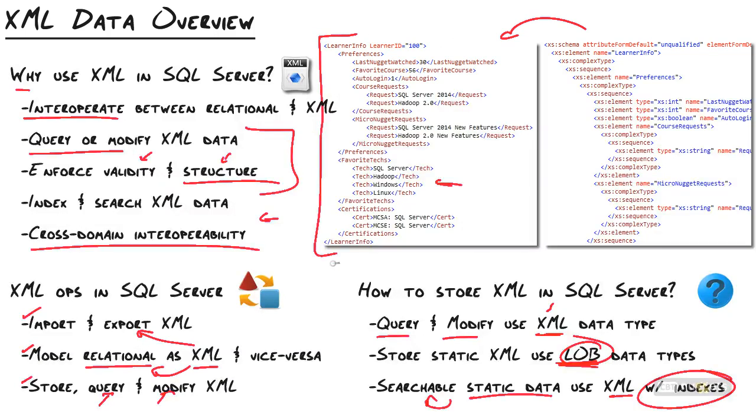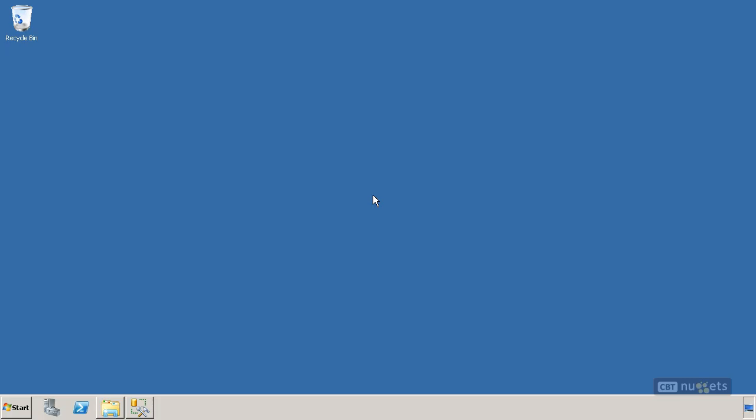So in our demo, we're going to add to the learner table a learner info column. That's going to track just random miscellaneous information about our learner. Everything from their preferences to their favorite technologies to their current certifications. With that, I think it's about time we head into the Virtual Nugget Lab and do some work with XML and SQL Server. Welcome back to the Virtual Nugget Lab.